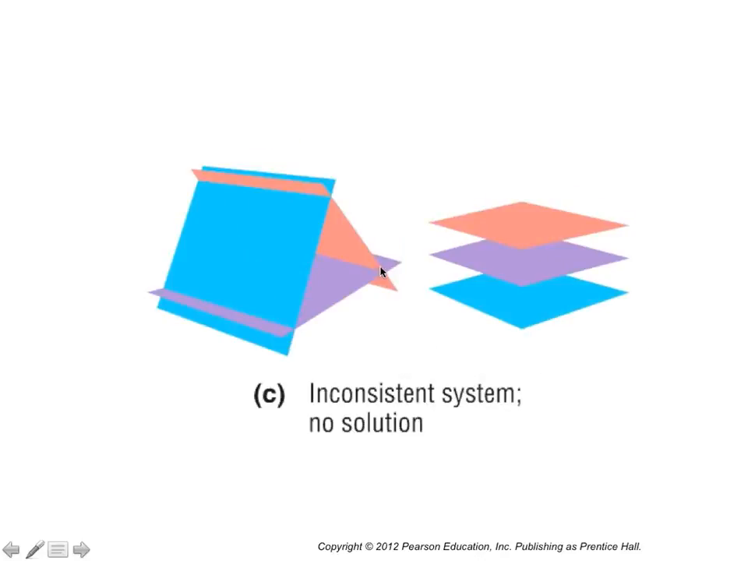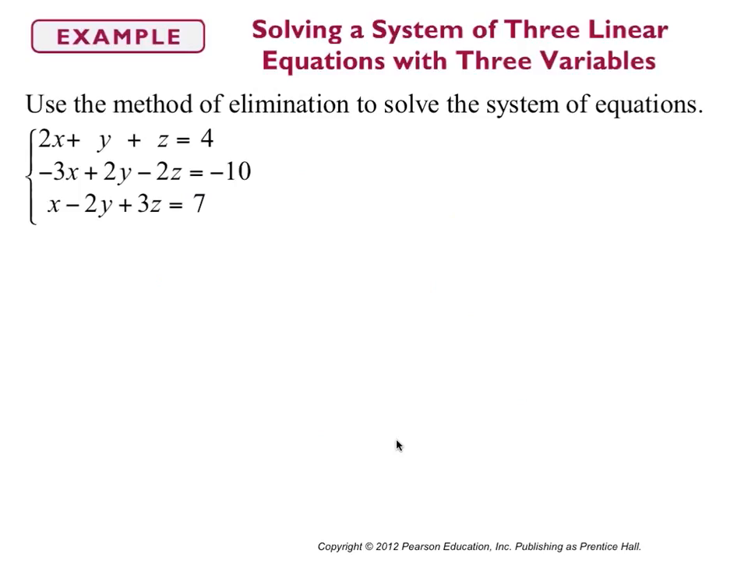And then we could also have something like this where we have an inconsistent system with no solutions at all. So we can have all of the same kinds of solution sets that we had with two equations and two variables, except now we're talking about planes instead of just lines. So let's take a look at this right here. We have 2x plus y plus z equals 4, negative 3x plus 2y minus 2z equals negative 10, and x minus 2y plus 3z equals 7.